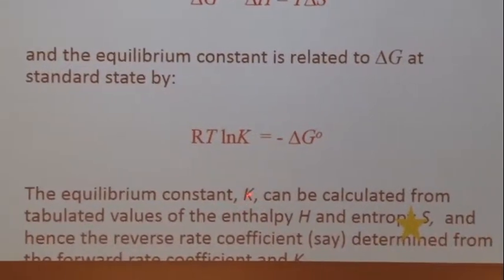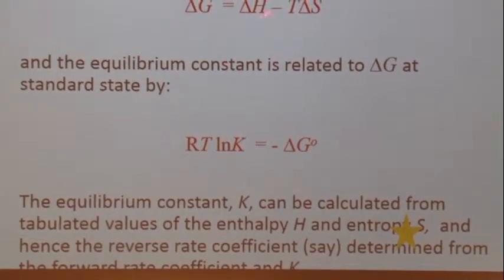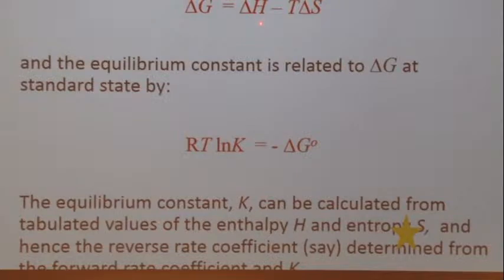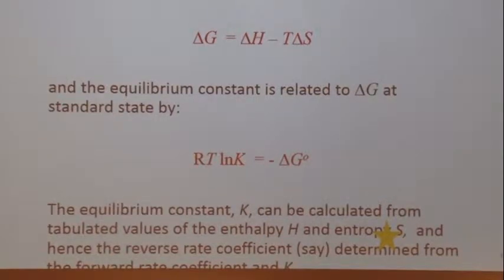And this K then therefore can be computed. If you look up a table, it tells you the H. And you look up a table, it tells you the S. And you compute the delta H for the reaction. And then you can compute the delta G. Then you can run in this formula, and then you can figure out what the equilibrium coefficient is.